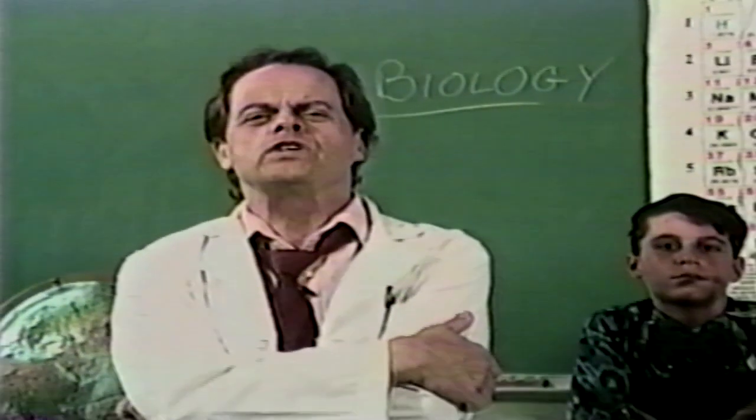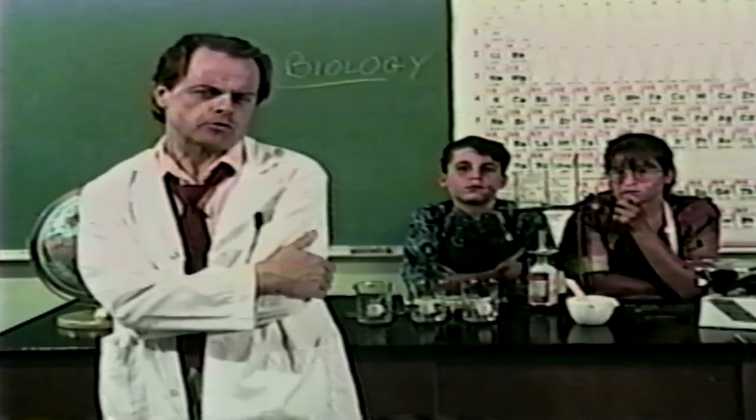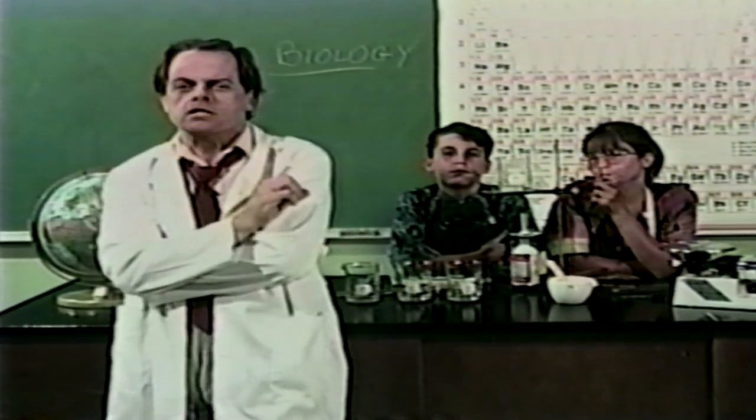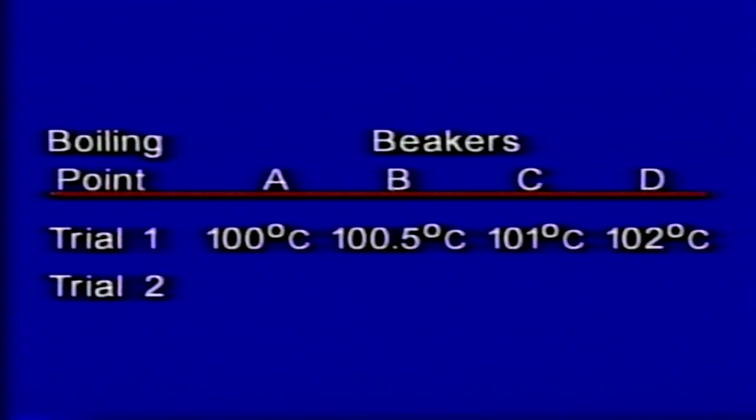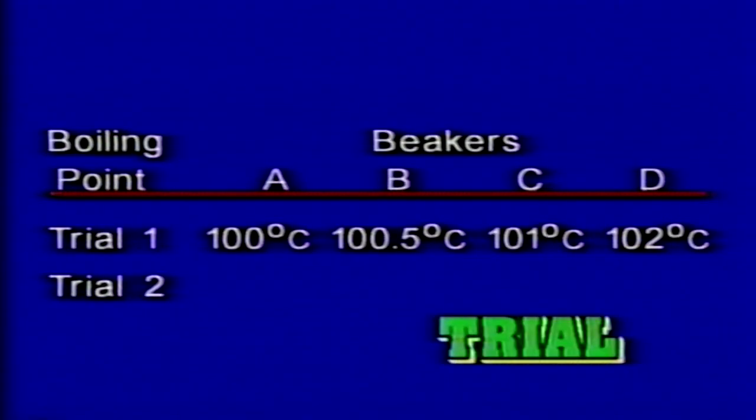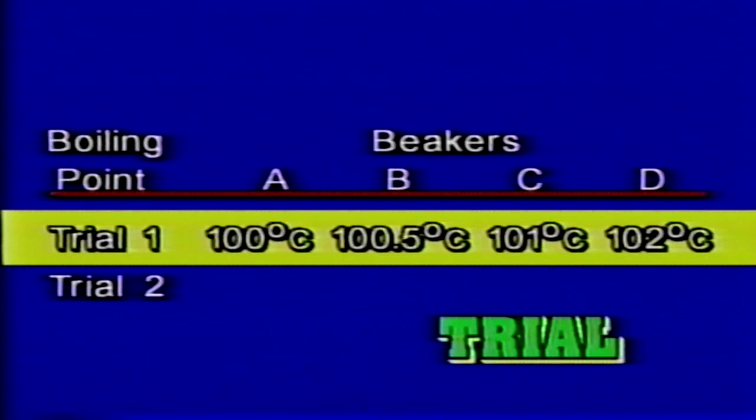Scientists often retest their experiments to see if they came up with the same analysis. Each time they test and retest an experiment, it's called a trial. The more trials you have in an experiment, the more accurate the information you've collected is.